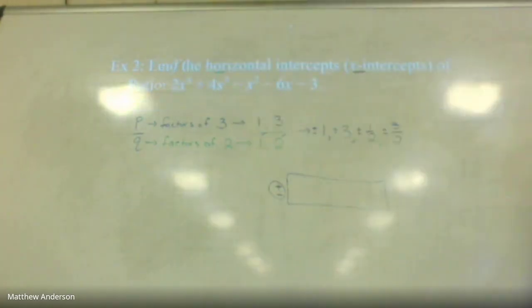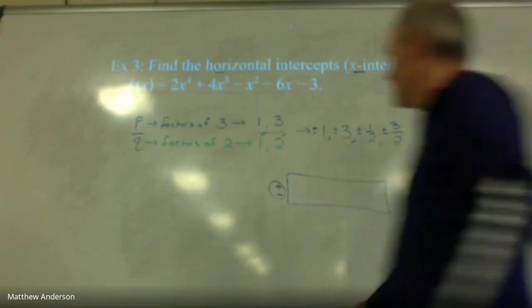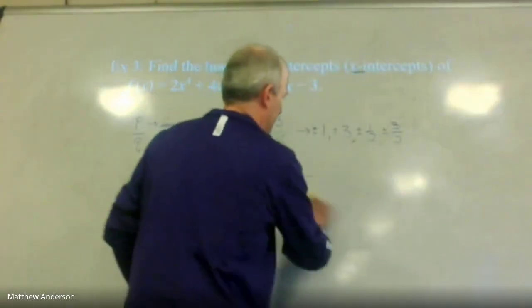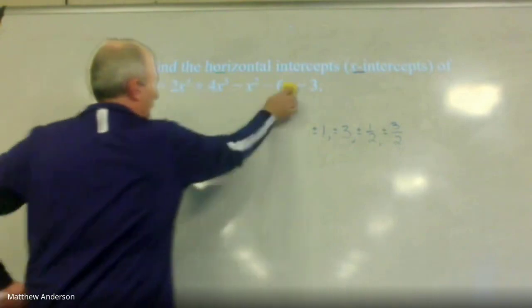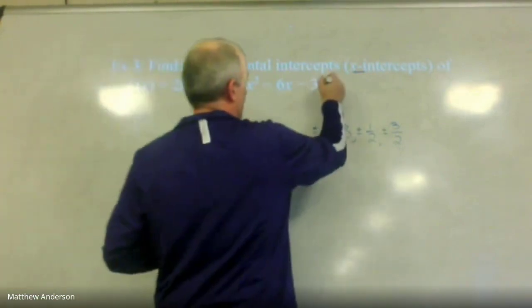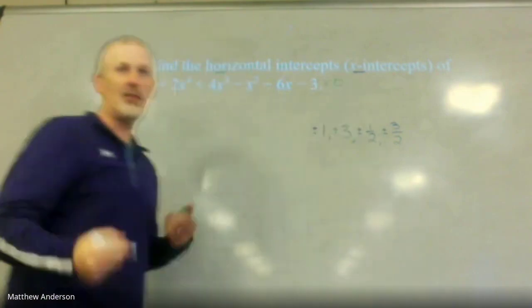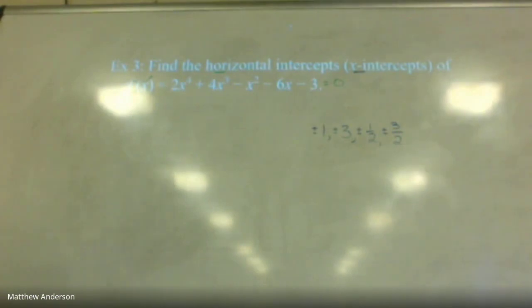All right, so the next thing that we're going to do is, notice this is the same polynomial. Right here is the same as this one. Okay, same polynomial. But now what we're going to do is we're going to find the horizontal intercepts, or the x-intercepts, which means we're going to set this equation equal to 0. That's how you find the x-intercepts, right? You set that function equal to 0, and now we're going to solve this equation. Okay?